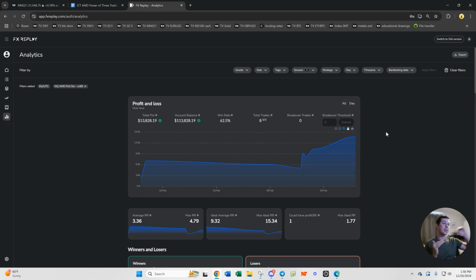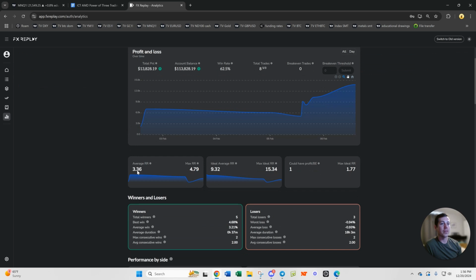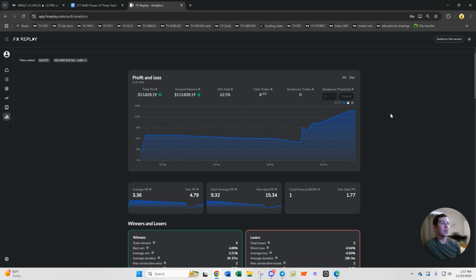You at least want to see a smoother equity curve. But I'm very happy with this. 13.8 R in 8 trades is honestly pretty amazing. Average of 3.36. We did have that one trade that got up almost 1.8 R and reverted back on us. But overall, I think this strategy has promise. The unicorn model as well was pretty profitable when we were testing, and this is pretty similar to that. So I think either of them could show promise.